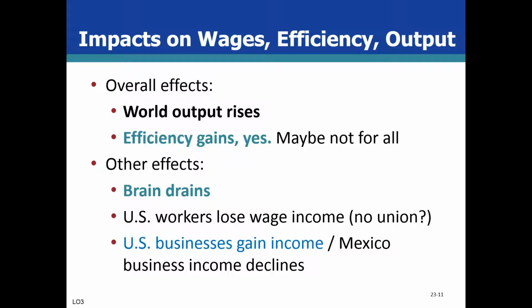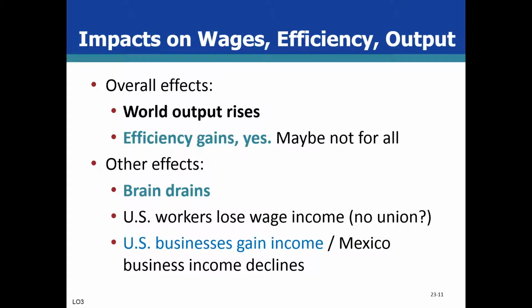What's the overall effect here? What are economists trying to explain in terms of migration? That world output rises. That if you have migration, that resources move to the country that needs those resources. World output rises. And that there are efficiency gains because the resources are being used in the market that needs them. So yes, there are efficiency gains, but maybe not for all.